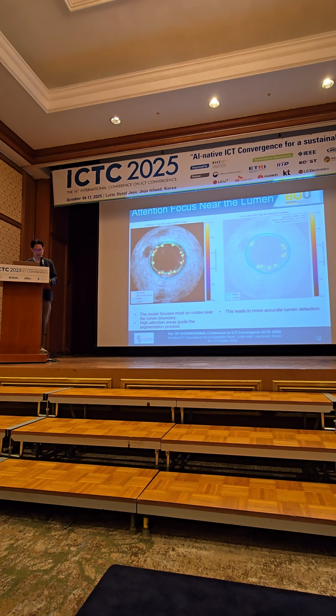Now on the right image, you can see the top nodes that are closest to the lumen. This helps us confirm that the model is focusing on the right area. So the attention mechanism helps guide the segmentation, making it more accurate and reliable.